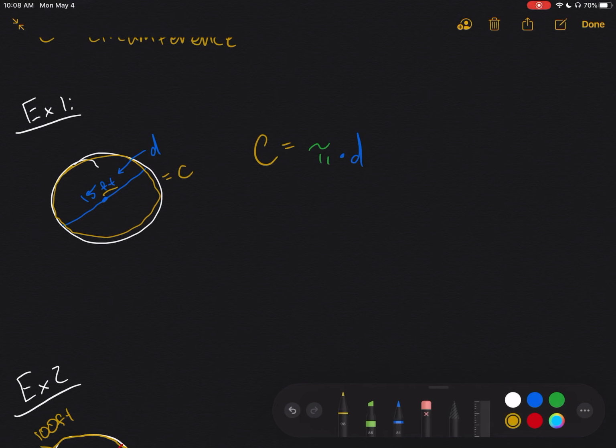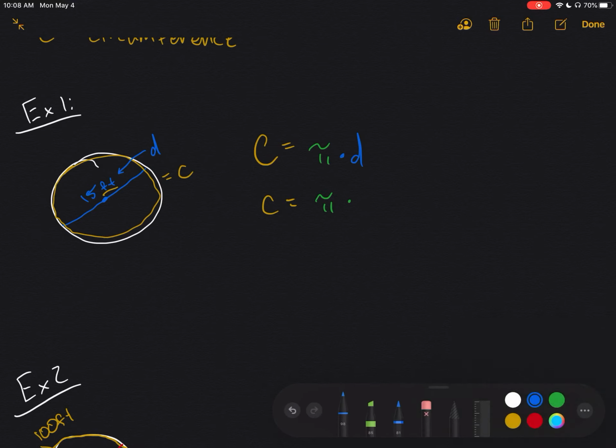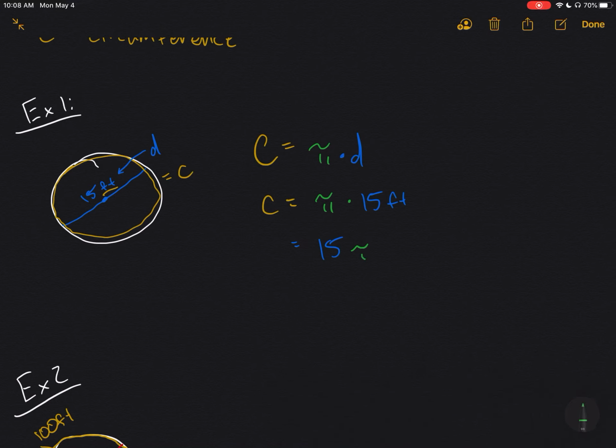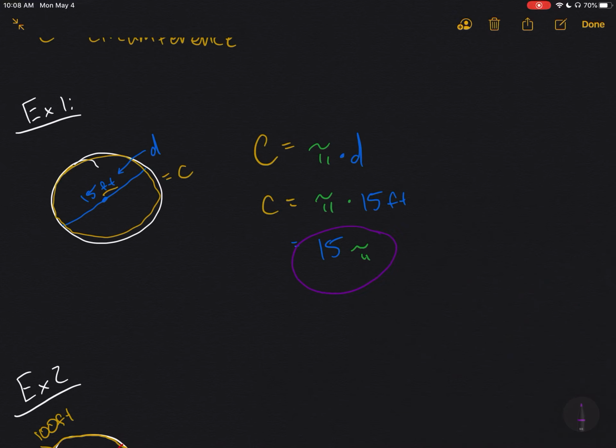So all we have to do is plug in our values, pi times the diameter, which is 15 feet. And so if you were asked to give an exact answer, then you would give 15 pi. And this would be where you stopped. So that would be exact. If you were asked to round to a couple decimal places, well then at that point, that's when you want to plug it in.